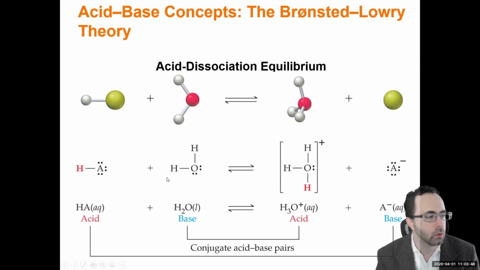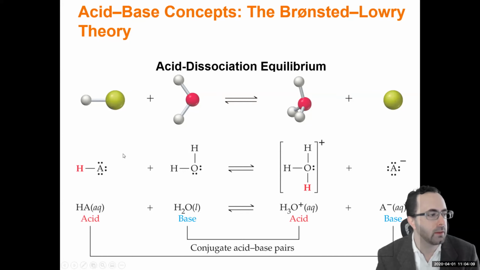And again, just like if you lose an H plus, your charge goes down by 1 here from 0 to -1 for the conjugate base, A minus. If you gain an H plus, like here, the H plus was gained, your charge goes up by 1 unit from 0 up to +1.